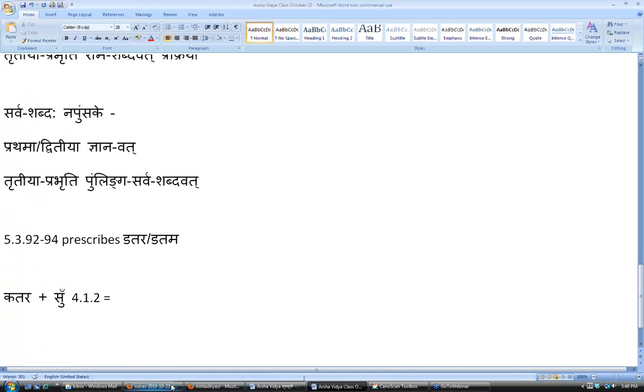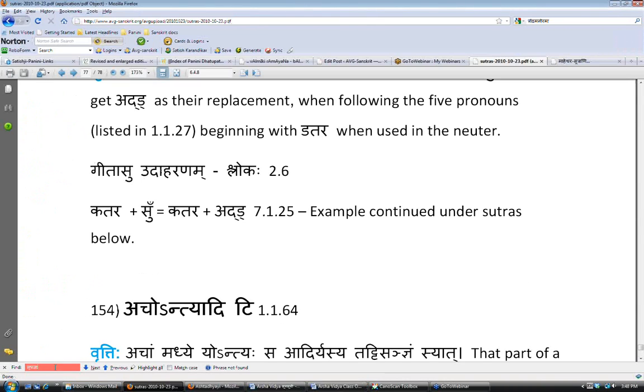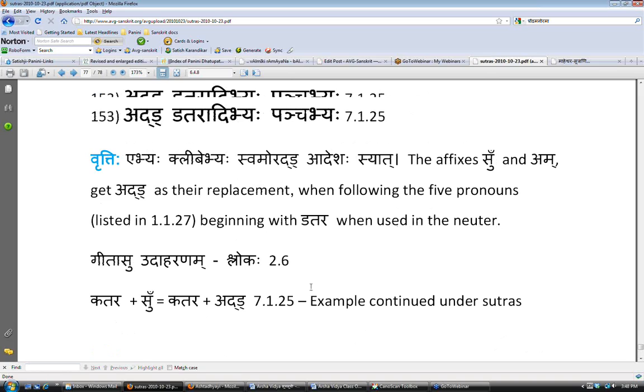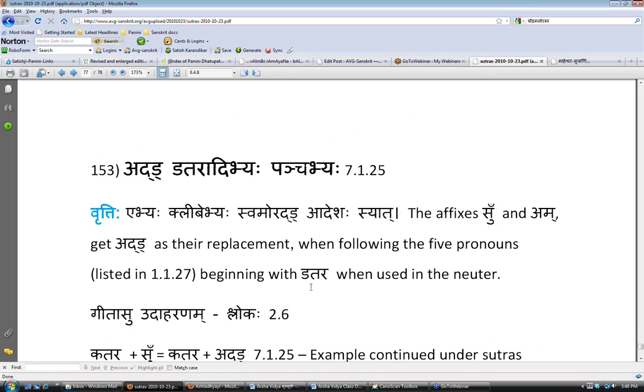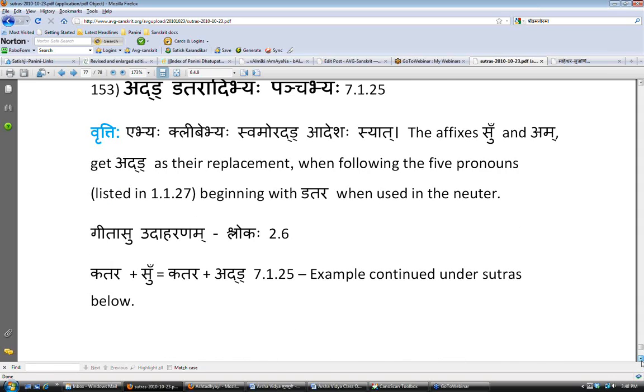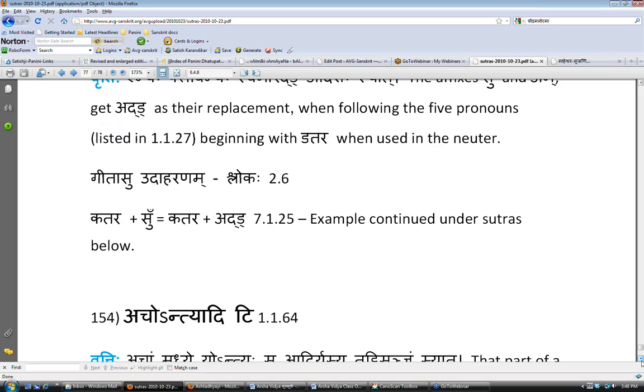So from 7.1.25, it says, okay, so datara adibhya panchabhya, ebhya klibebhya, in the neuter only, klibebhya, because we are again taking the same anuvritti, samor napunsakat, coming from samor napunsakat. Samor adad adesha syat, the affixes su and am get adad as a replacement when they follow one of these 5 pronouns. So now we saw how katara is a shabda ending in the datara pratyaya, which we have not derived in detail, but katara is ending in datara. So we get katara plus su, katara plus adad.